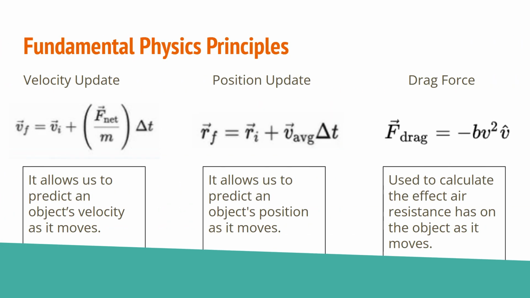The fundamental physics principles used are the velocity update formula, which says that V final equals V initial plus F net over m times delta t, and it allows us to predict an object's velocity as it moves. The position update formula, which says that the final position equals the initial position plus the average velocity times delta t, and it allows us to predict an object's position as it moves. And the drag force, which is equal to negative b times v squared times v hat, which is used to calculate the effect air resistance has on the object as it moves.